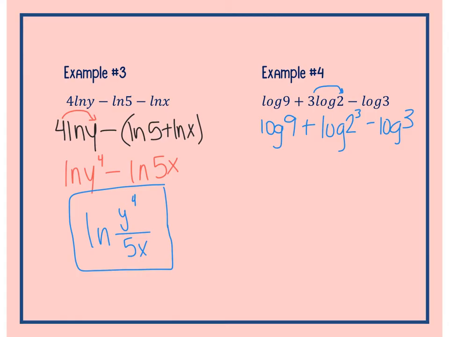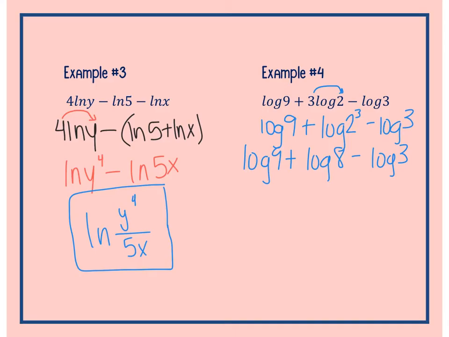Well, guys, I can do 2 cubed, okay? There's no variable there. What is 2 to the 3rd power? 2 times 2 times 2 is actually an 8. So log of 9 plus log of 8 minus log of 3. Okay?